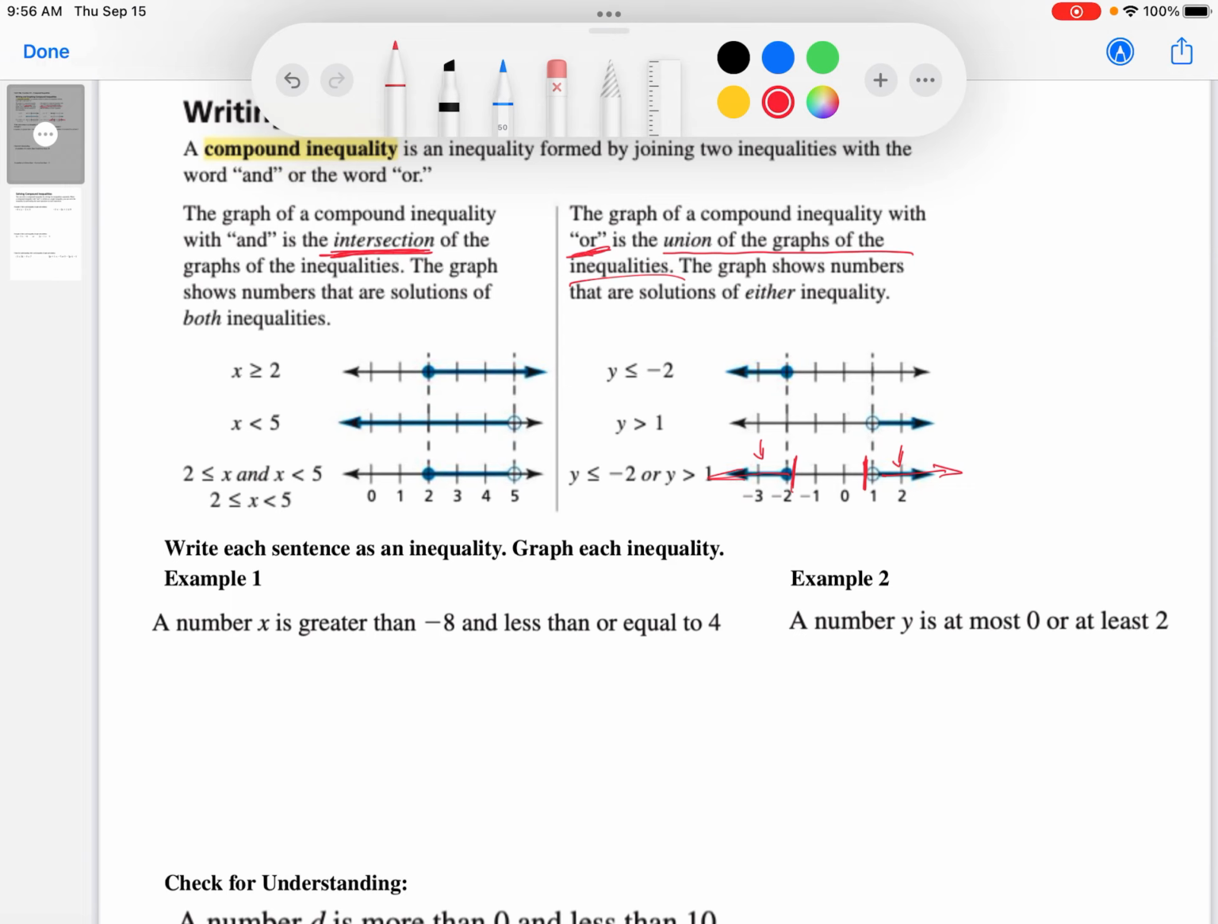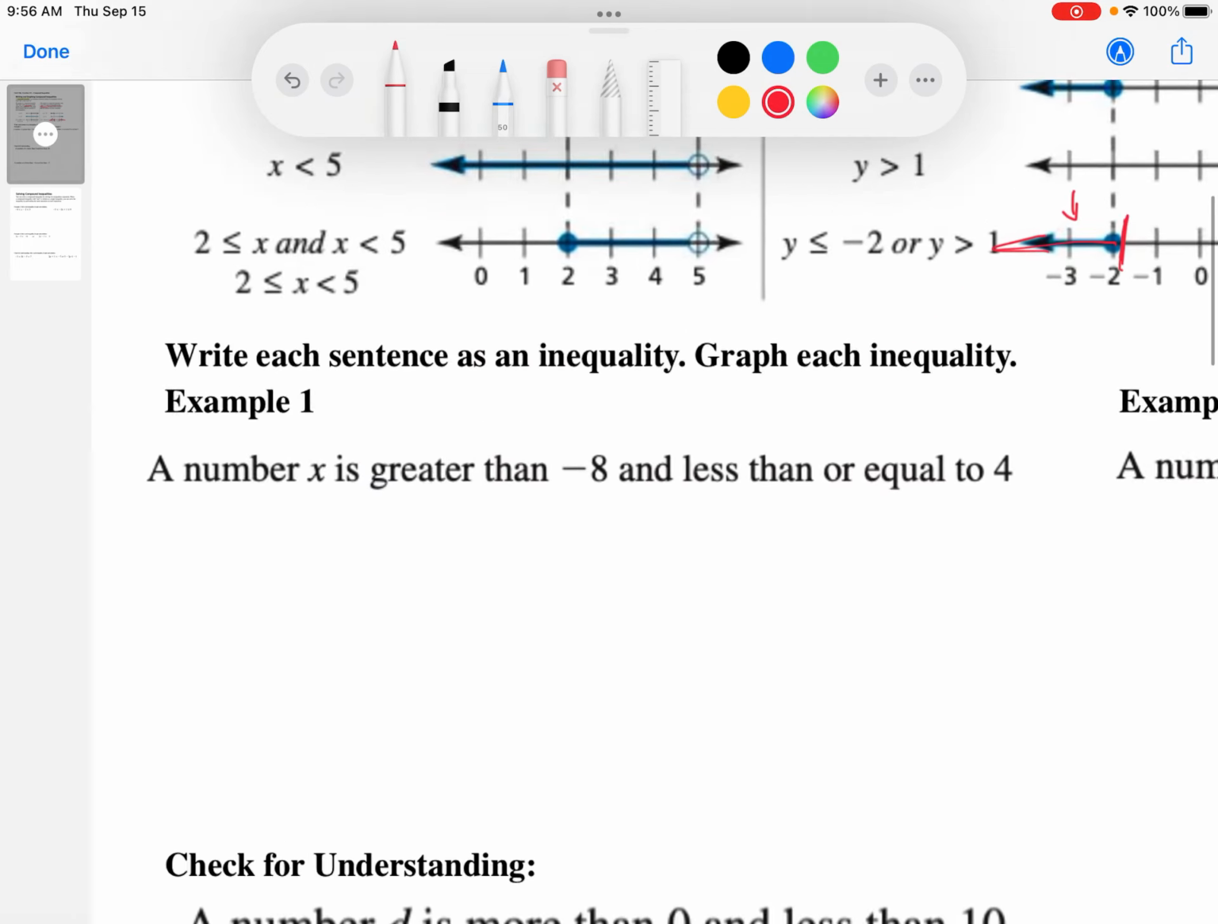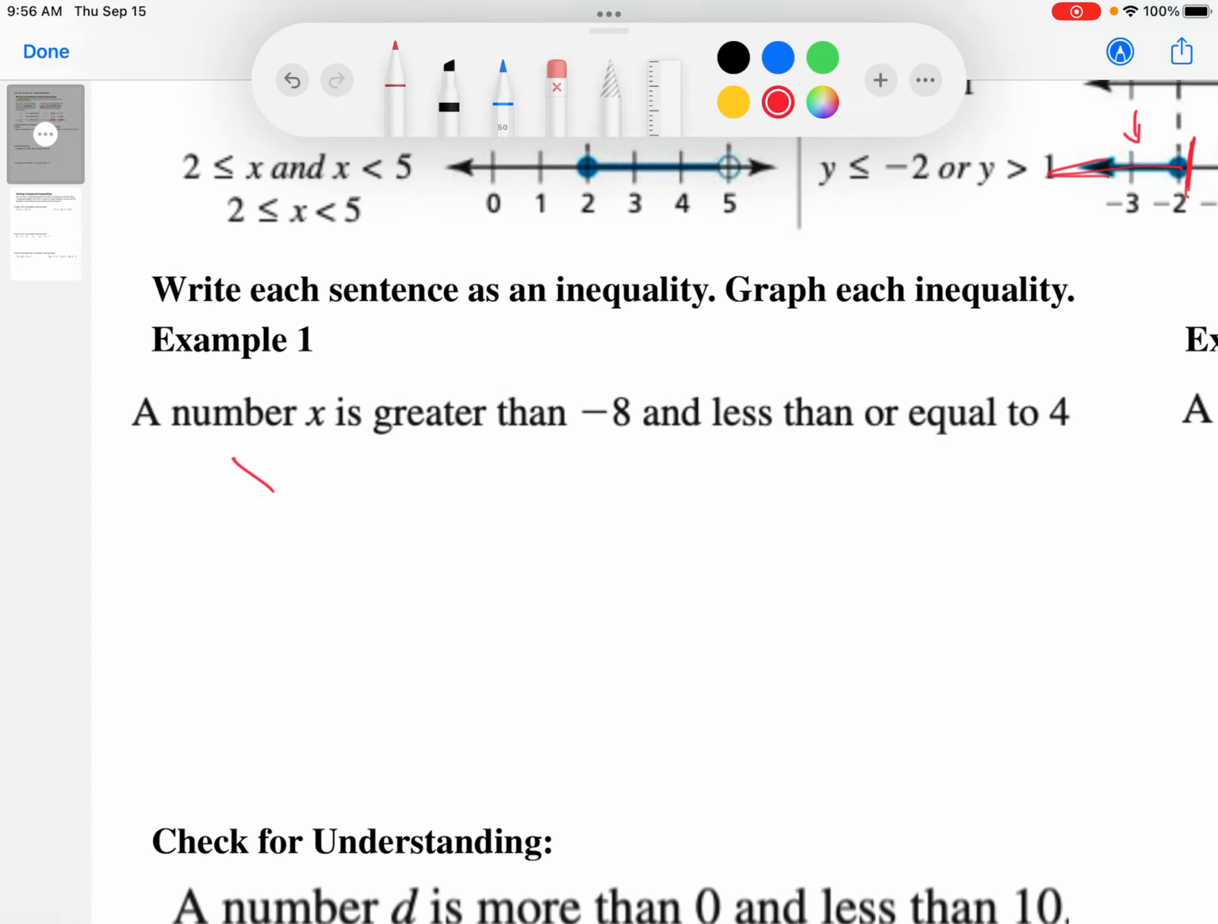Okay, so let's look at a couple examples. It says, write each sentence as an inequality, graph each inequality. Example 1, a number x is greater than -8. All right, so let's start with that. Again, I'm going to start going through these examples really quickly, but if I'm going too fast, you can just simply pause the video and get caught up. So a number x is greater than -8, and it also has to be less than or equal to 4. So this is an and statement.